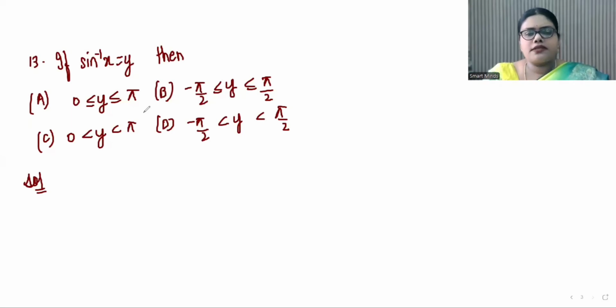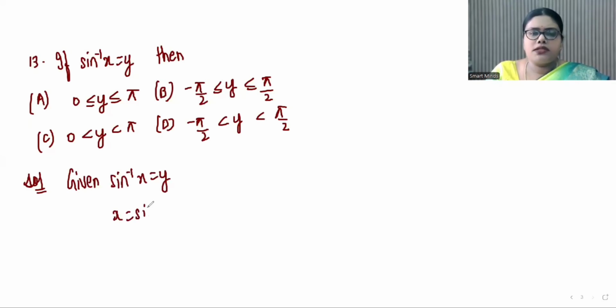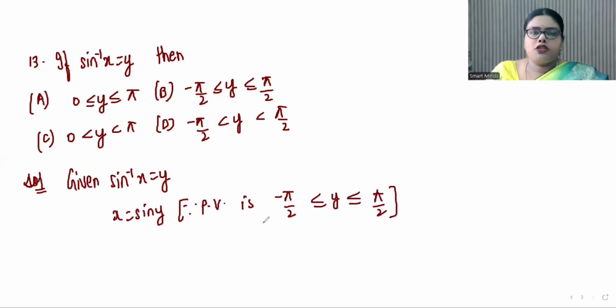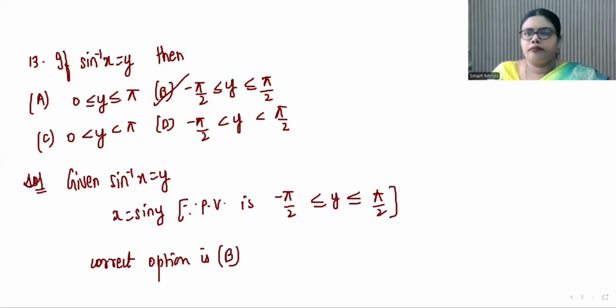Take the next question. This is an MCQ. If sine inverse x equals y, then which option is correct? He's asking us. So let's see what is given to us. Sine inverse x equals y. That means x equals sine y. Now, since the principal value is minus pi by 2 less than or equal to y less than or equal to pi by 2, therefore B is the correct option.